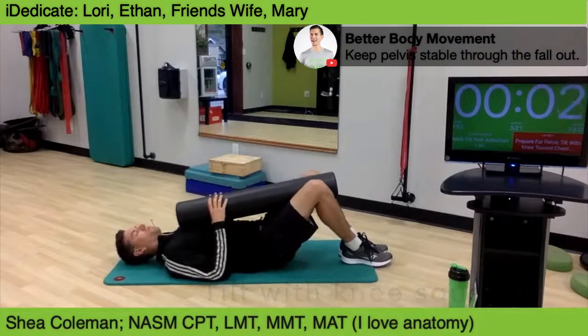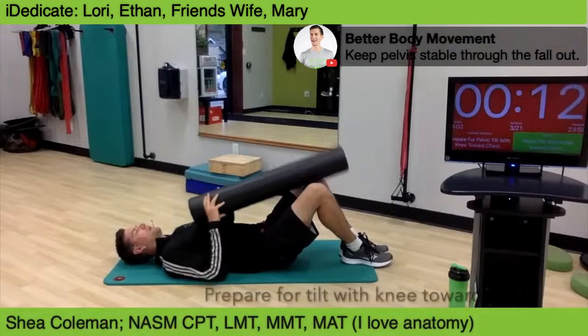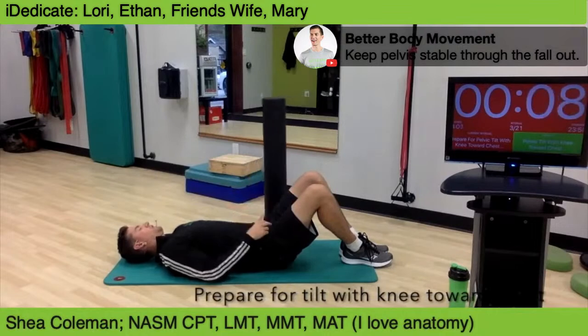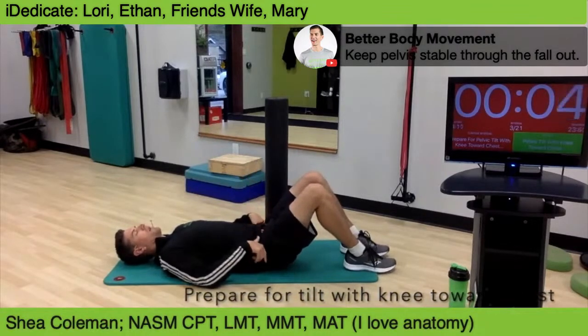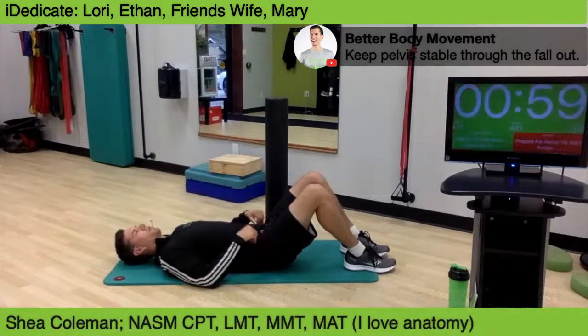Three, 2, 1. Prepare for pelvic tilt with knee toward chest. Okay, tilt with knee toward chest. That just means a march, and simply one leg at a time up towards the chest. Set the foot back down. 3, 2, 1. Pelvic tilt with knee toward chest.